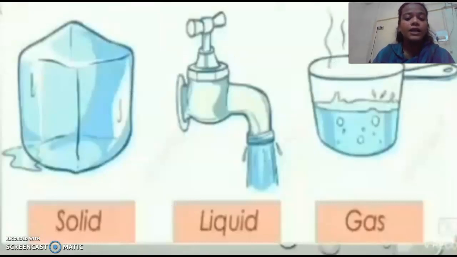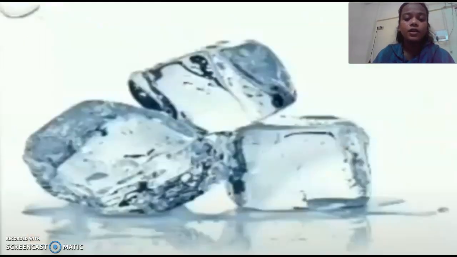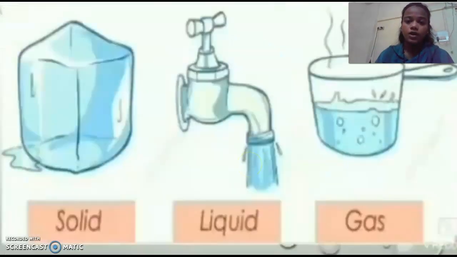And if the ice is left uncovered, it gets heated from the air around it. It melts again and it forms into water again, normal liquid water again. So, we could see the three states of water, right?